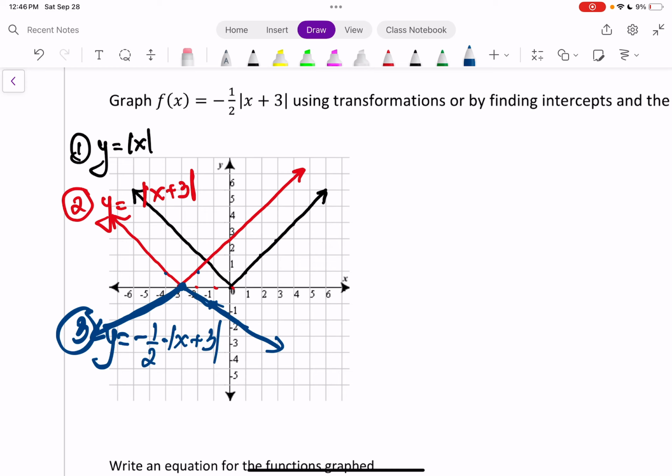So again, the fact that we're multiplying by a negative makes all the positive y's from before negative y's. So this graph flips over the x-axis, yes. And it becomes multiplied by a half. That simply means a vertical compression by a factor of 1/2. So the graph gets squished in vertically. Okay, and here is our final answer.